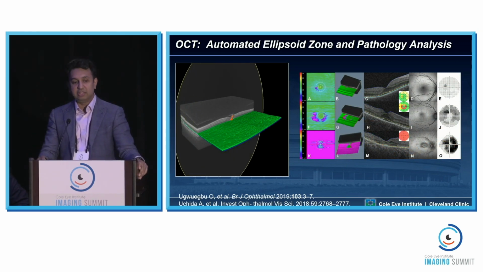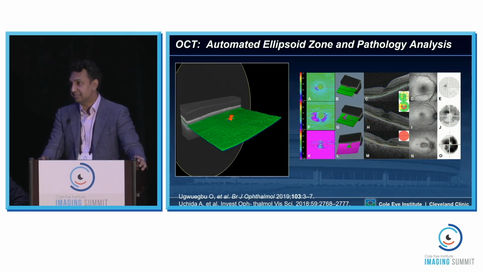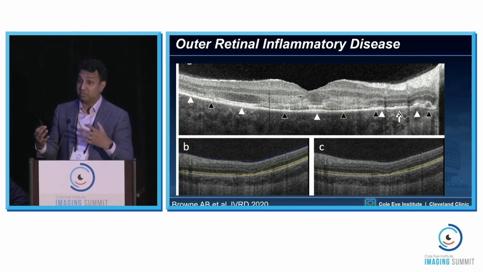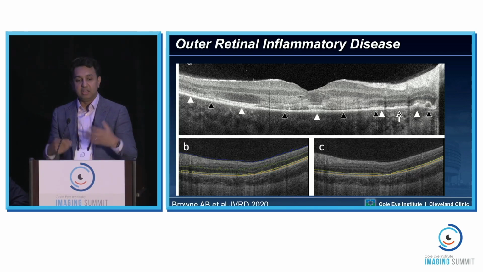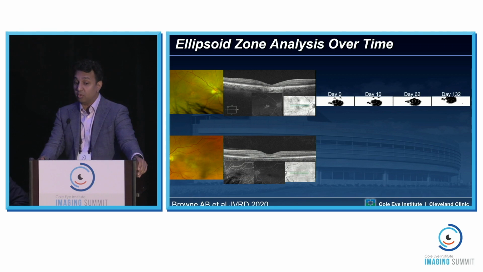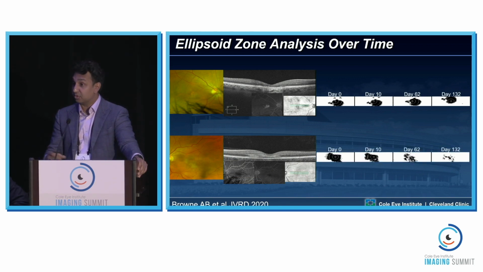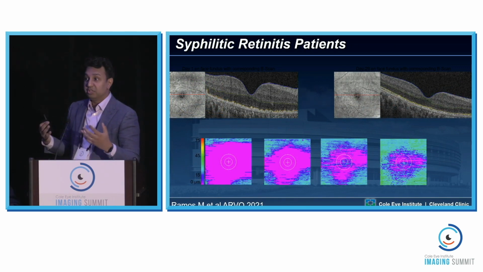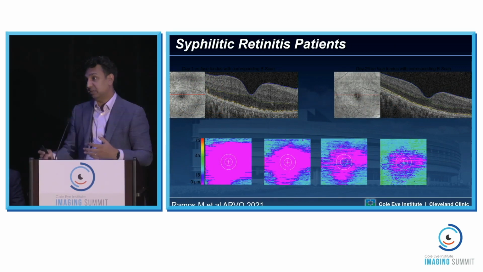Justis showed really nicely the use of automated ellipsoid zone analysis and looking at the outer retina. And I became really interested in looking at this because multiple inflammatory diseases obviously present in the outer retina. Whether it's a disease like AMPPE, you can actually use this tool to quantitate how well the patient recovers or how poorly the patient recovers. And this is really important in a disease that, believe it or not, has a really strong implication for many of our outer retinal diseases.